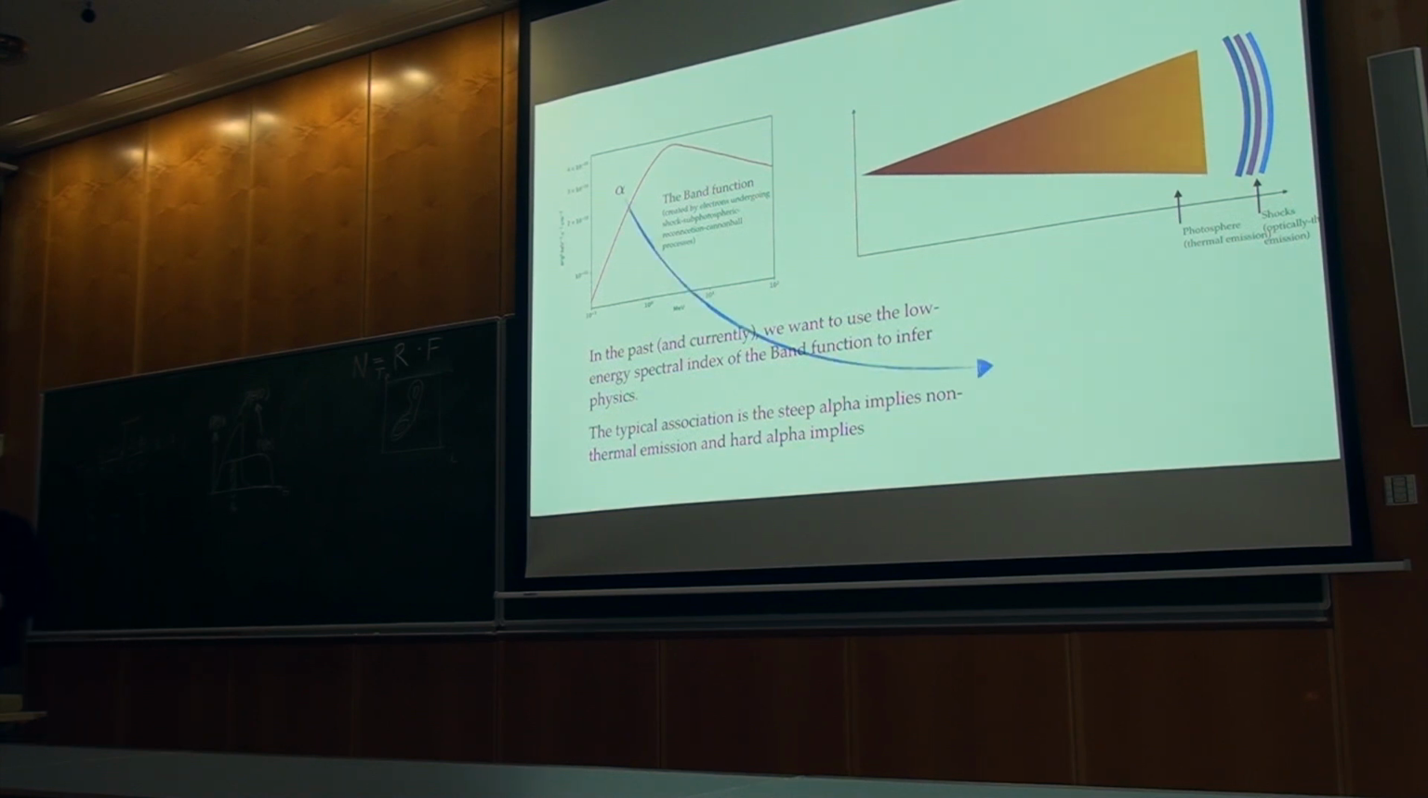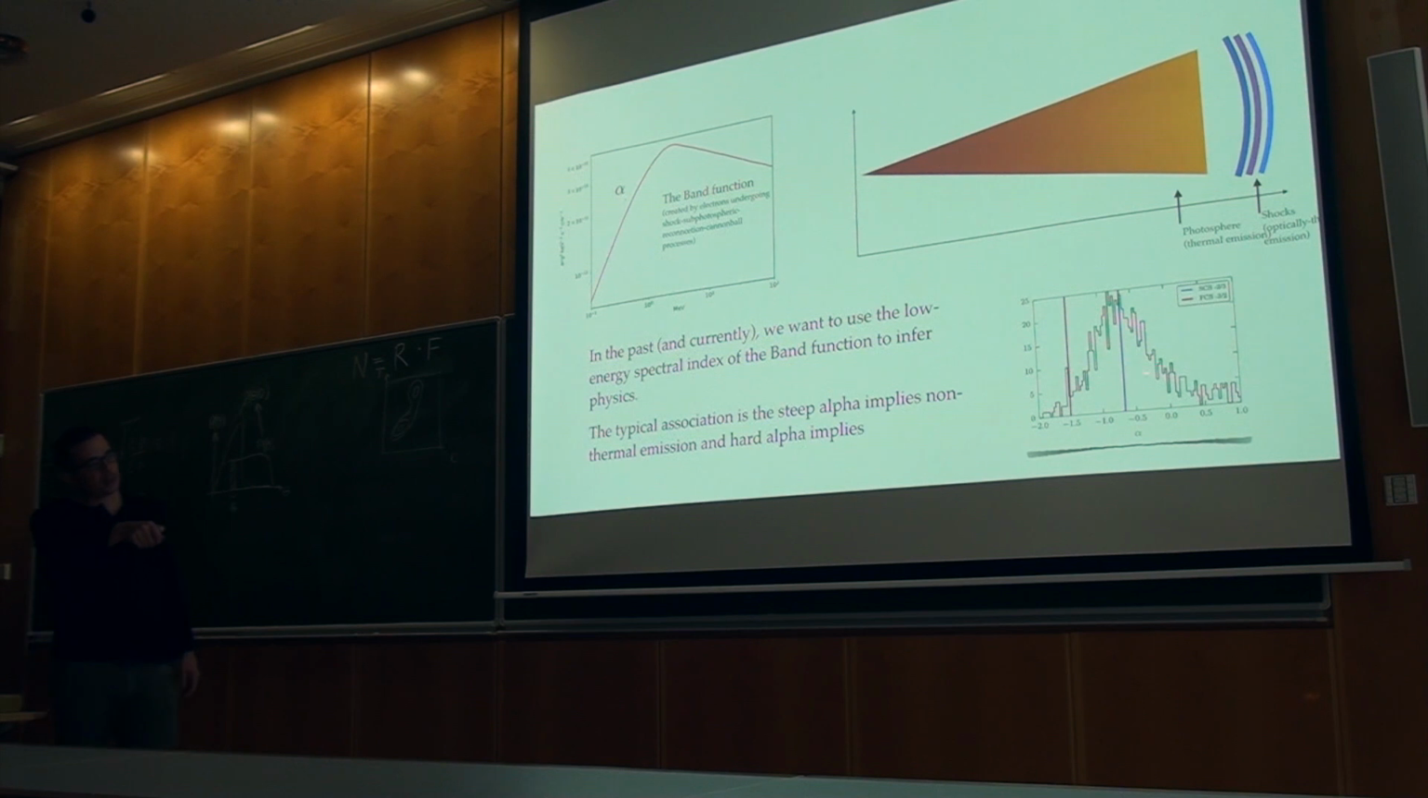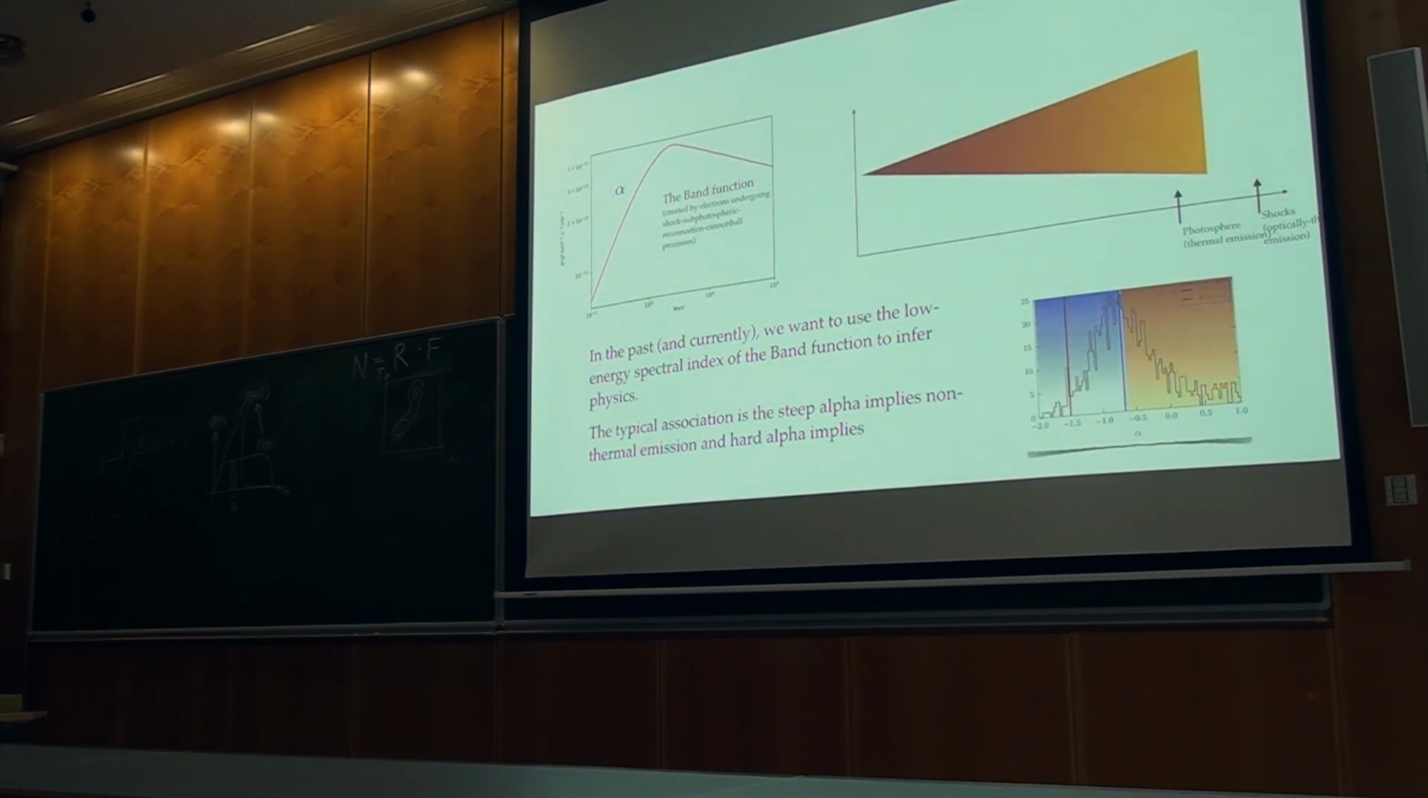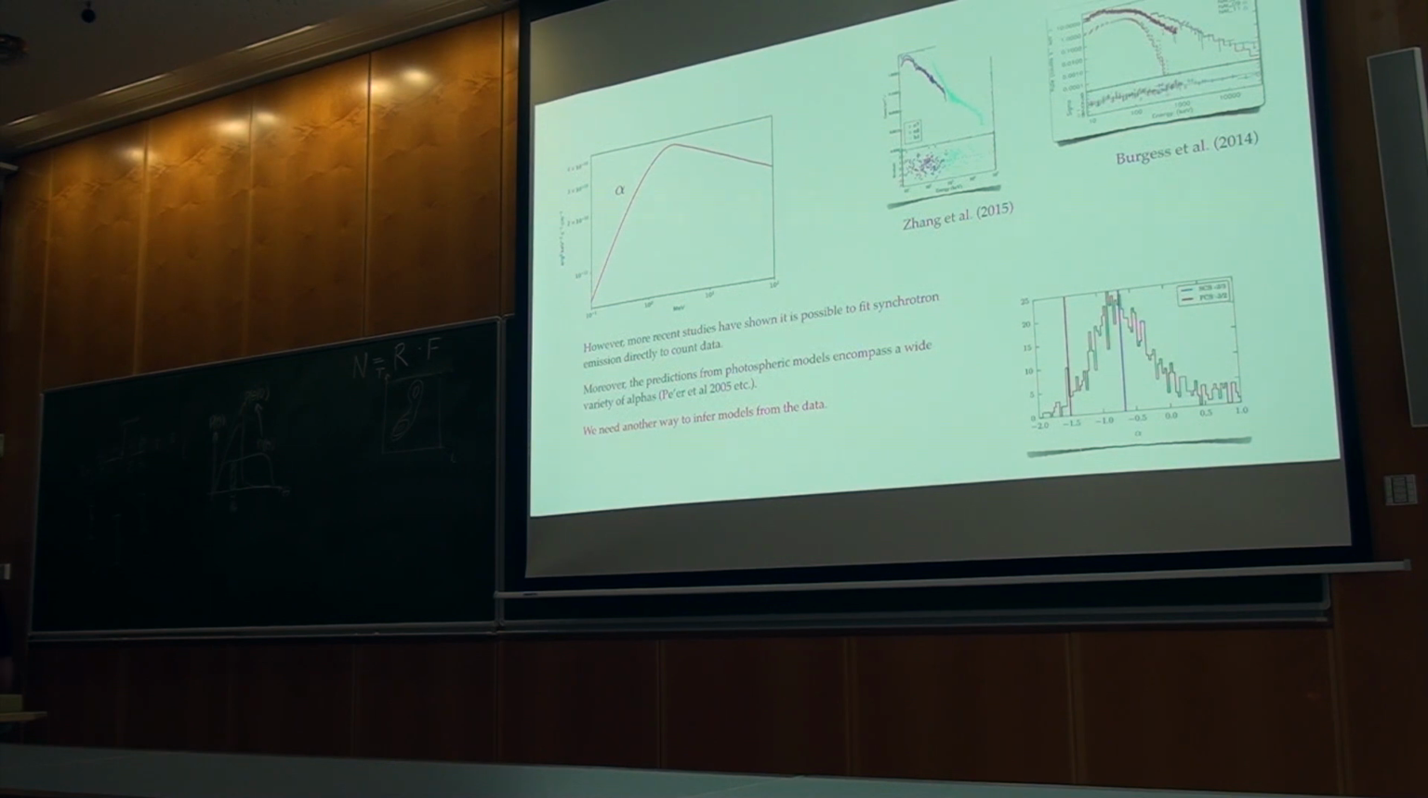And so people go and look at catalogs. They fit a bunch of spectra, and they look at catalogs of these low energy indices. And then they try to do physics from this space here, instead of in the count space. So this allows them to determine whether they're looking at photospheric emission or synchrotron emission, and different cooling regimes.